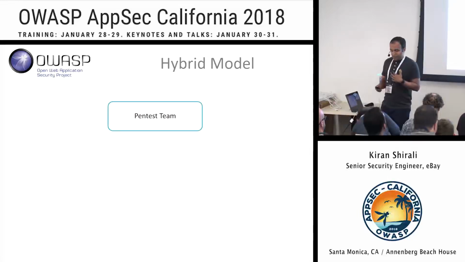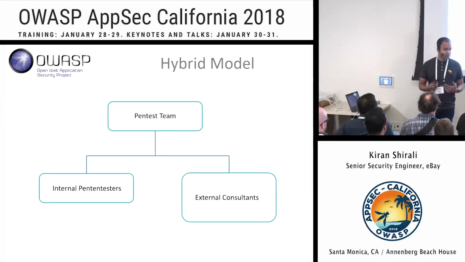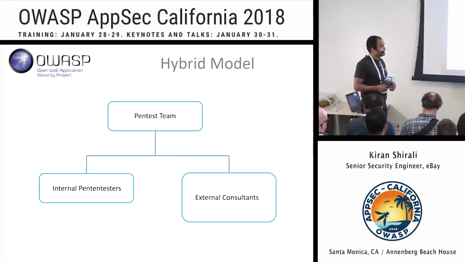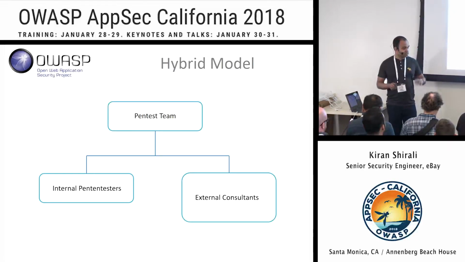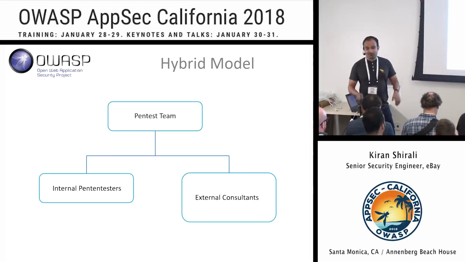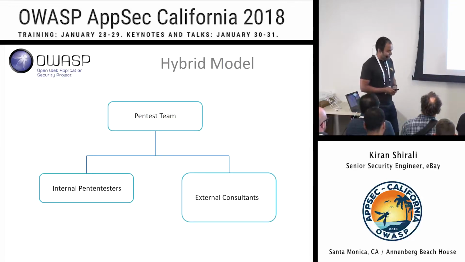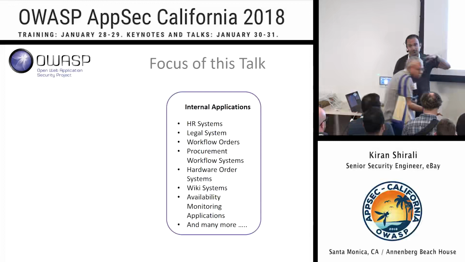Now, our pen test team has two components. One is our internal pen testers, and also external consultants that we engage. We follow this hybrid model for a lot of reasons, but the primary reason is our ability to flex up and flex down. There are times in a month when you have 10 or 12 pen tests going on in parallel, sometimes just a few scoping calls. So it helps us to manage our resources more effectively. The focus of this talk is going to be on these internal systems and not the external systems.